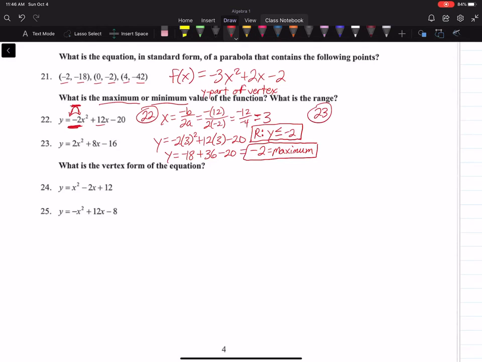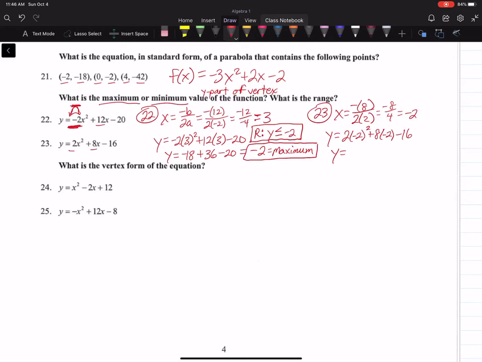23, same process. X equals negative b over 2 times a. B of number 23 is 8. A is 2. So negative 8 over 4. X is negative 2. Plug that in. Y equals 2 times negative 2 squared plus 8 times negative 2 minus 16.